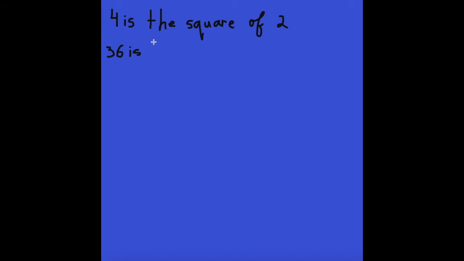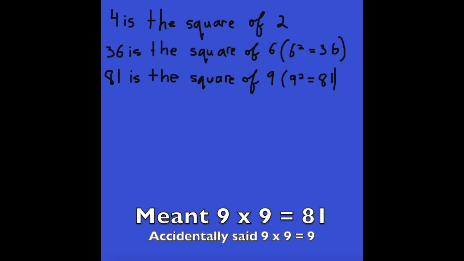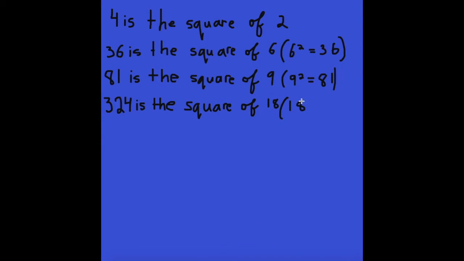36 is the square of 6, since 6 multiplied by 6 is 36. 81 is the square of 9, since 9 multiplied by itself equals 81. 324 is the square of 18, since 18 multiplied by 18 is 324.